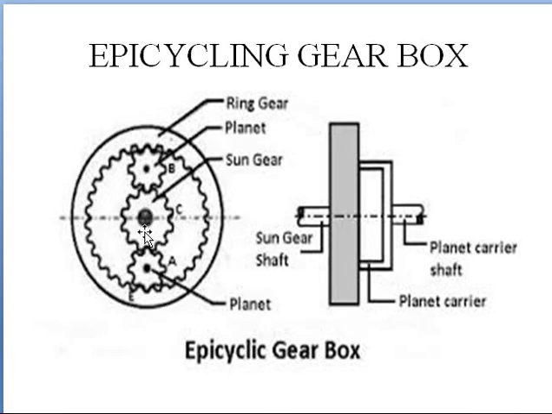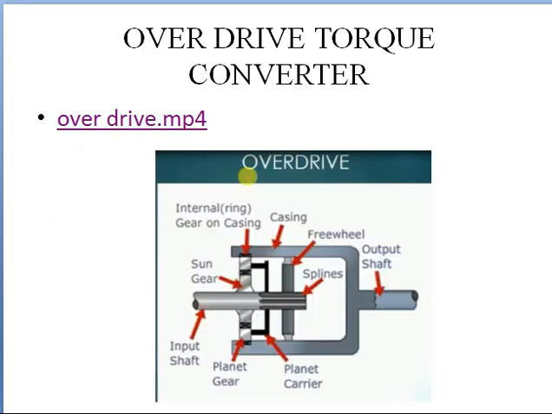So when the sun gear starts rotating, the planetary gear will rotate, and as a result, because it is an epicyclic gear, the planetary gear will also start rotating. So here what happens is there will be an increase in the torque ratios. Generally this epicyclic gearbox is used in cars where you want an automatic transmission.